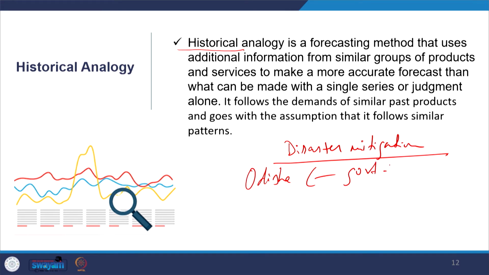So, one time there was a very big cyclone and a natural disaster in I think 1999, but after that Odisha was able to somehow manage the cyclones, and they read it well and they handled it in a very effective manner. So, here that historical analogy comes into play, right. So, you may use the same example for demand forecasting of a company also, right.